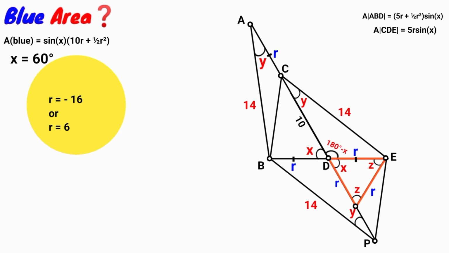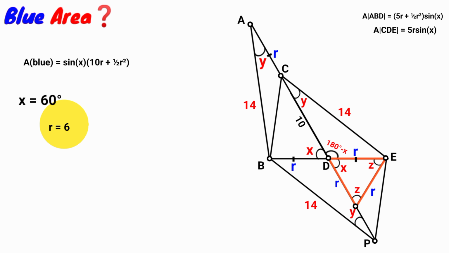Which of these is the right answer? R is the length of this side. It can't be a negative number. Therefore, R equals 6 is the right value. Now we have R equal to 6 and X equal to 60 degrees. Substitute them here. Sin 60 degrees is 1 over 2 root 3. 10 times 6 is 60. 6 squared is 36. 1 over 2 times 36 is 18. 60 plus 18 is 78. 1 over 2 root 3 times 78 is 39 root 3. So blue area equals 39 root 3.